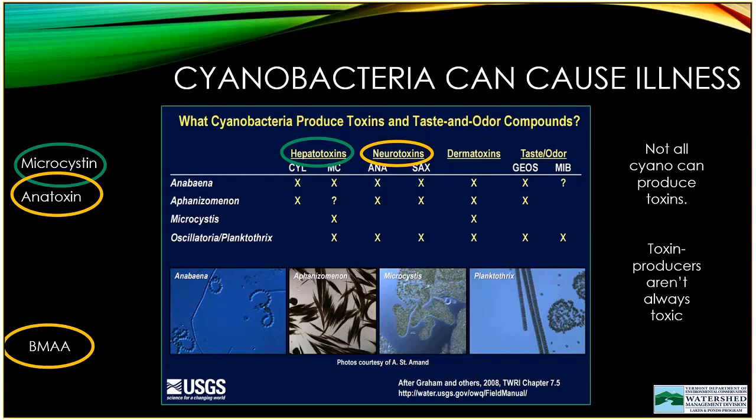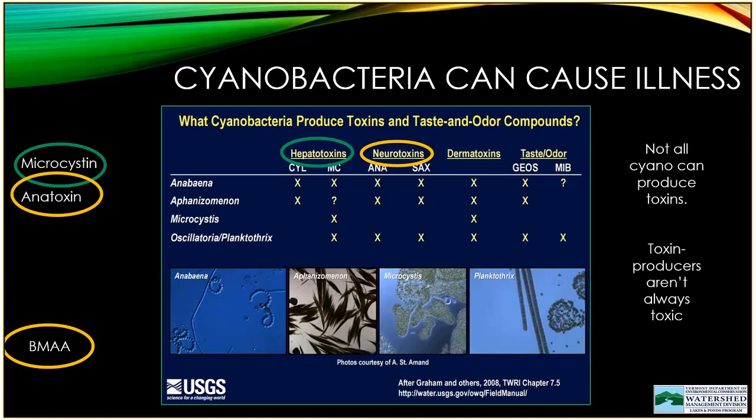Two other compounds produced by cyanobacteria are also of interest. There are compounds known as dermatoxins that cause skin irritation and skin rashes, and then there are taste and odor compounds that are of interest to water treatment facilities, drinking water facilities. They can be produced by cyanobacteria as well.